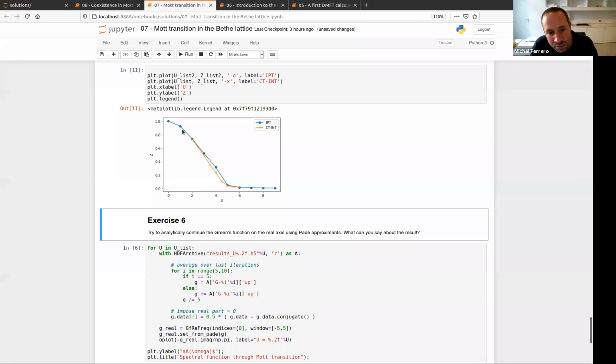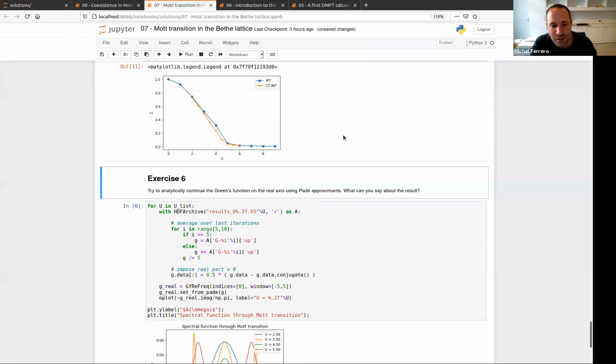So the blue curve is the IPT, which predicts a Mott transition at a slightly larger value of U, while the CT-INT, which is exact, predicts a transition maybe just a bit before. But you see, actually, IPT is not doing such a bad job at describing the Mott transition. So it's funny that such a simple second order perturbation theory is giving you something very reasonable.